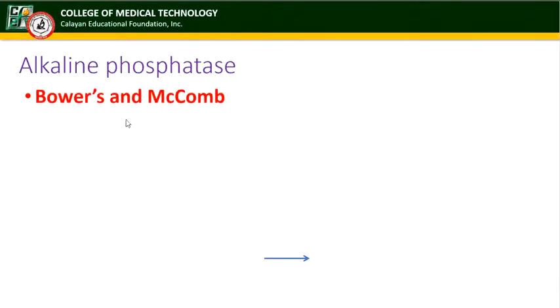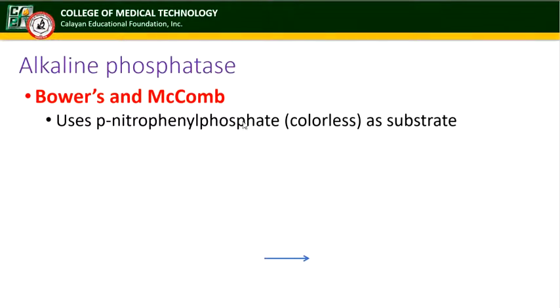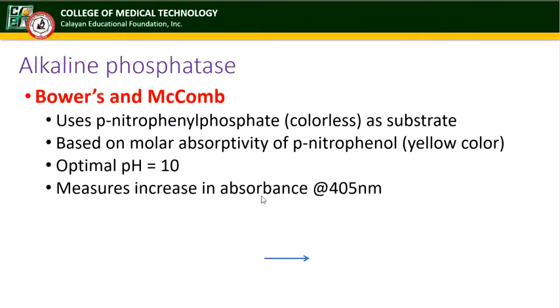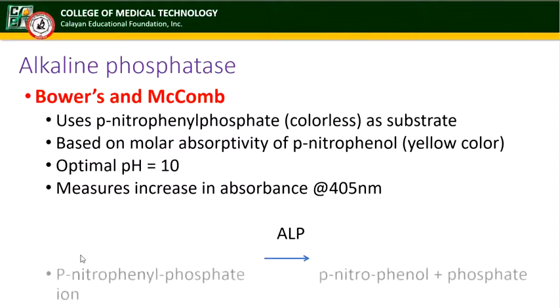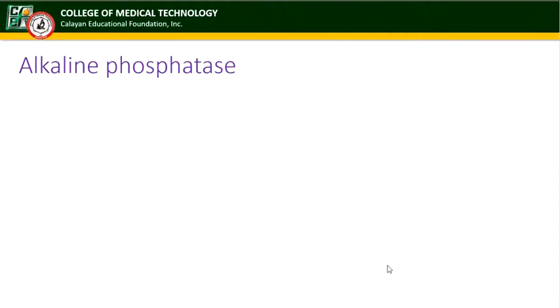Alkaline phosphatase. So, Bowers and McComb. Uses p-nitrophenyl phosphate. So, this is colorless as substrate. And based on the molar absorptivity of p-nitrophenol, yellow color. So, optimal pH 10. Measures increase in absorbance at 405 nanometers. So, alkaline, mataas yung pH. So, p-nitrophenyl phosphate, ALP enzyme, p-nitrophenyl plus phosphate ions, yung ating products.